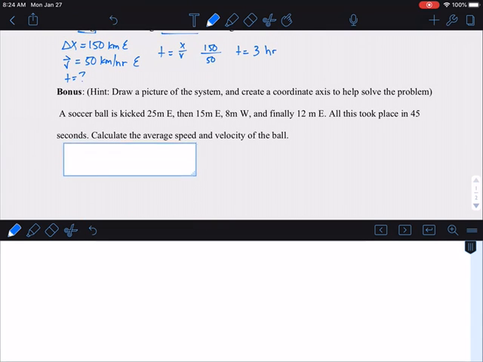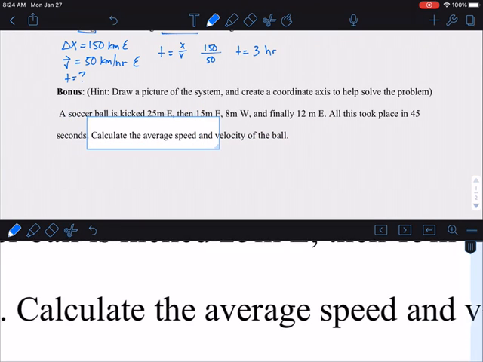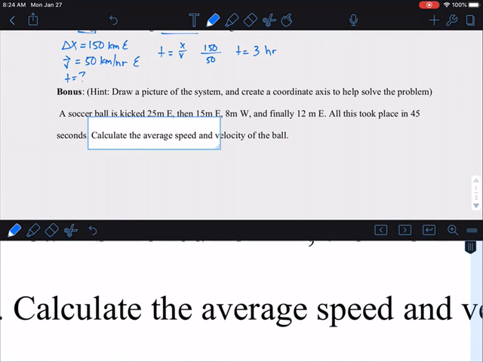All right, and last, our bonus. Draw a picture of the system and create a coordinate axis to help solve the problem. A soccer ball is kicked 25 meters east, then 15 meters east, 8 meters west, and then finally 12 meters east. All this took place in 45 seconds. Calculate the average speed and velocity of the ball.